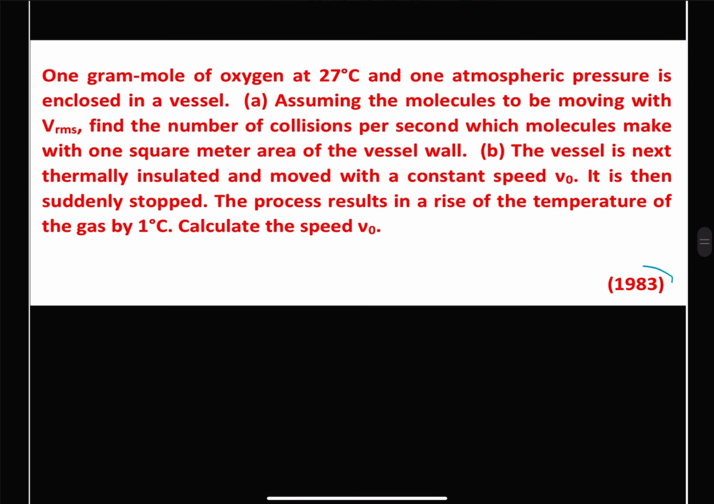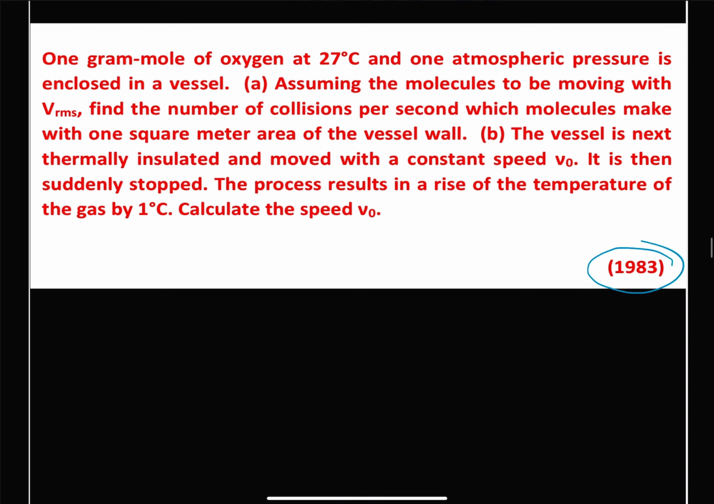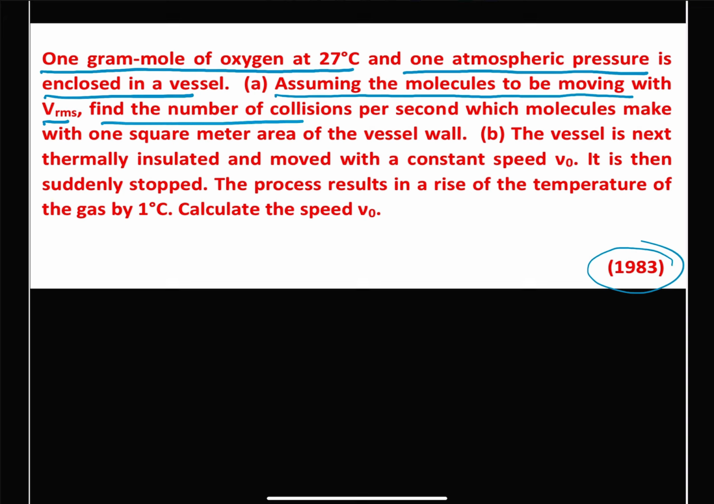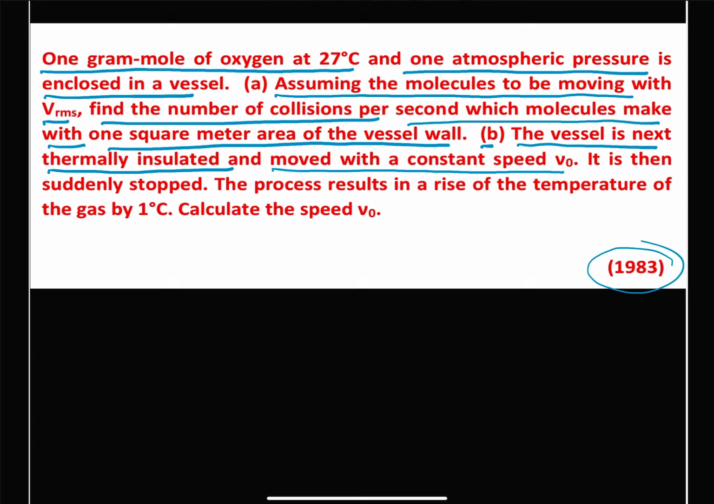This question was asked in the year 1983 and states that 1 gram mole of oxygen at 27 degrees centigrade and 1 atmospheric pressure is enclosed in a vessel. Assuming the molecules to be moving with a VRMS, find the number of collisions per second which molecules make with 1 square meter area of the vessel wall. Part B, the vessel is next thermally insulated and moved with a constant speed V0. It is then suddenly stopped. The process results in a rise of the temperature of the gas by 1 degree centigrade. Calculate the speed V0.